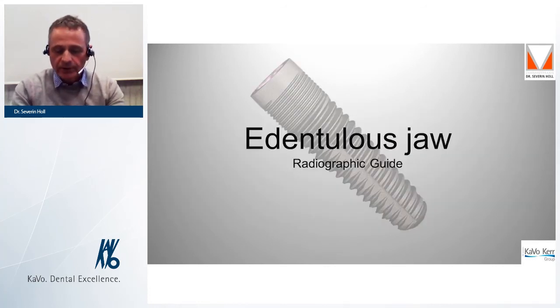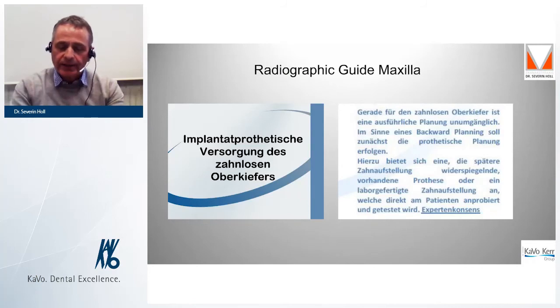Now we come to the edentulous patient. From the total denture to a fixed bridge over a provisional immediate restoration. Let us read again in the guidelines of our German Professional Society for Dentistry. There we can read for implant restorations in the edentulous maxilla: especially in the edentulous maxilla, a detailed planning is essential. In the interest of backward planning, initially the prosthetic planning has to take place.